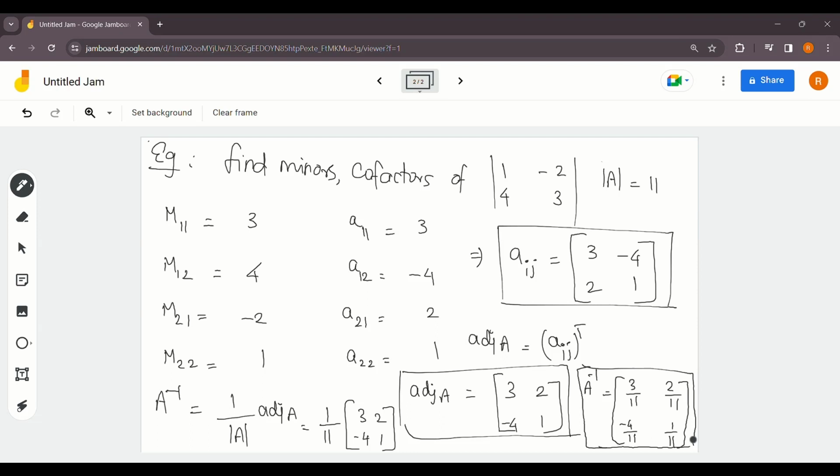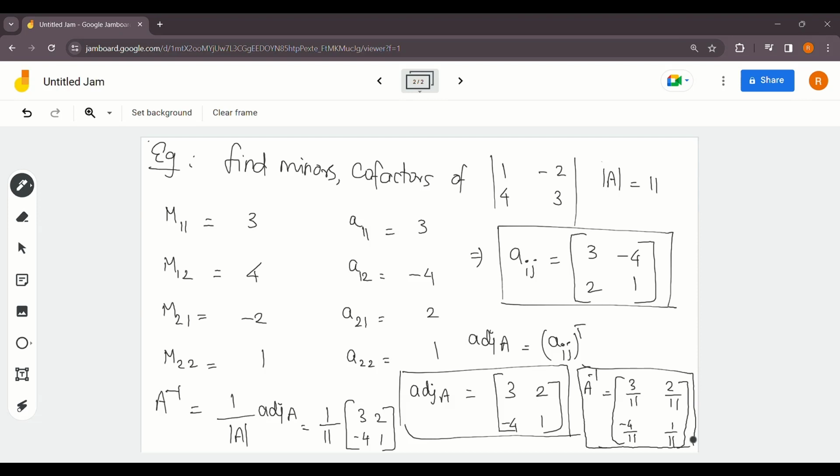So we have seen it for a 2 cross 2 matrix. A 3 cross 3 matrix is very similar to this. For 3 cross 3, you will have to evaluate the determinants. You will have to evaluate the minors first by evaluating the determinant, and then for cofactors you will just check the sign. If you add the indices and get an even number, you retain the same value as the minor, and if you get an odd number, you change the sign of the minor value.